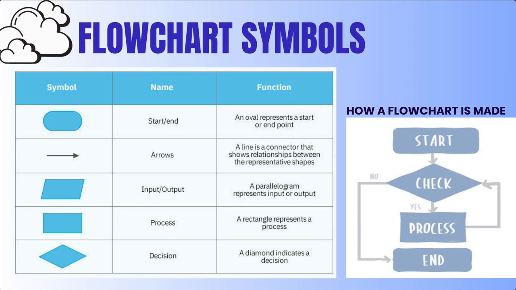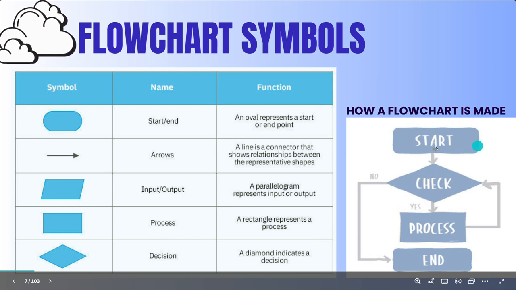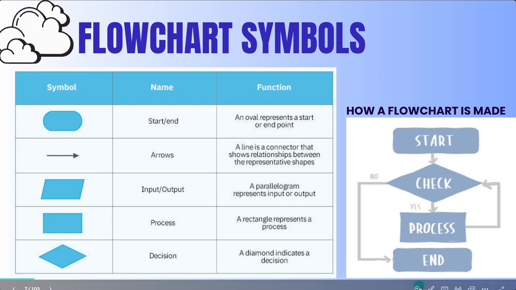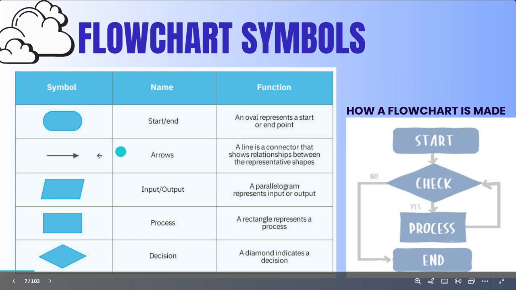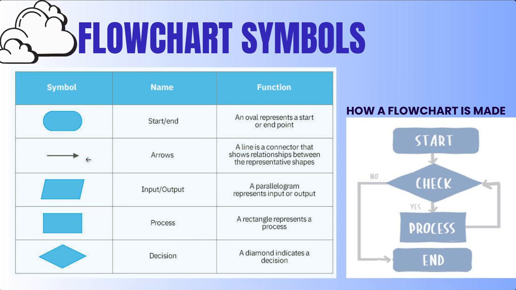Now let's take a look at the different shapes and symbols which are used in a flowchart. First comes the oval symbol, which represents the starting point or ending point of a flowchart. Here one example of a flowchart is given. This is the oval shape, it is the start and the end. And second are the arrows. Arrows show the flow of information, from where to where the information is traveling. Arrows are of course very important, just like labeling in diagrams.